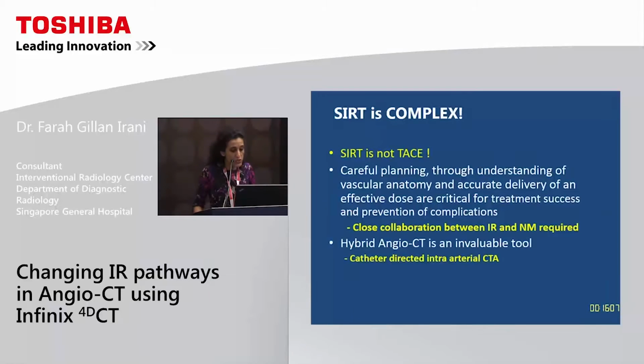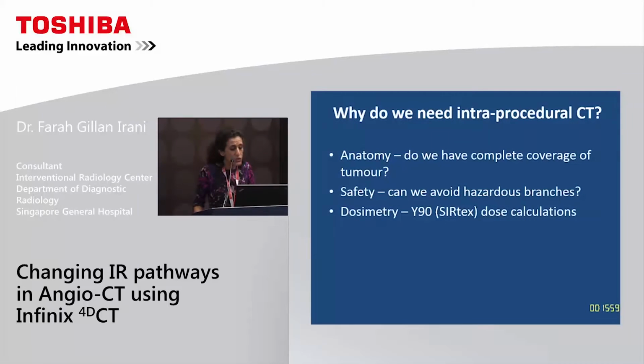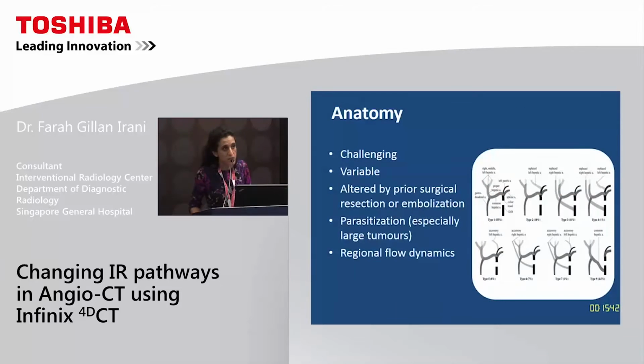The hybrid Angio CT is an invaluable tool because with this system we can actually do intra-arterial CT angiography, which has changed the way that we practice CERT. So why do we need intraprocedural CT? One is to help delineate the anatomy, because we know that we need to get complete tumor coverage. Two, to help get the best safety. Can we avoid any hazardous boundaries? And three, for dosimetry planning. So anatomy. We all know that hepatic anatomy is very, very challenging.